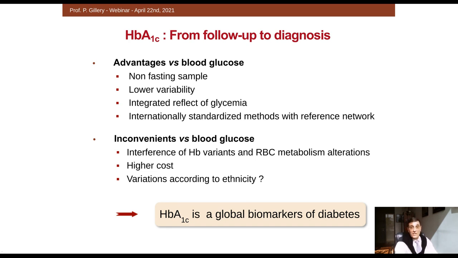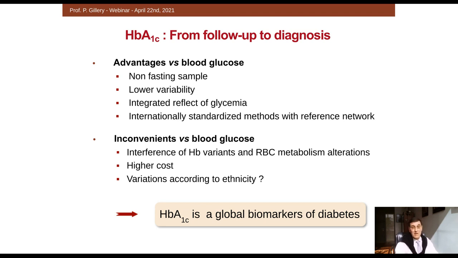There are advantages for assaying HbA1c instead of glucose in this case. First, and this is important, it is not needed to obtain fasting samples. Then there is a lower variability of HbA1c than of blood glucose. HbA1c represents an integrated reflector of glycemia, and there are internationally standardized methods with a reference network.